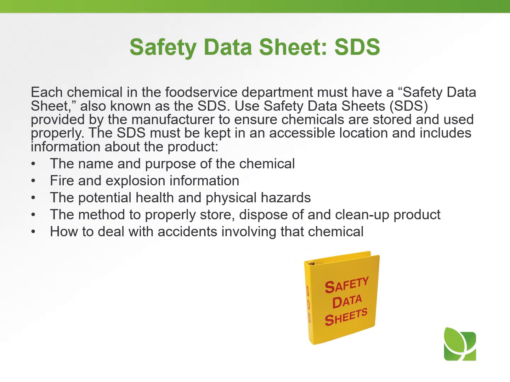Each chemical in the food service department must have a safety data sheet, also known as the SDS. Use safety data sheets provided by the manufacturer to ensure chemicals are stored and used properly. The SDS must be kept in an accessible location and includes information about the product, the name and purpose of the chemical, fire and explosion information, the potential health and physical hazards, the method to properly store, dispose of, and clean up product, and how to deal with accidents involving that chemical.